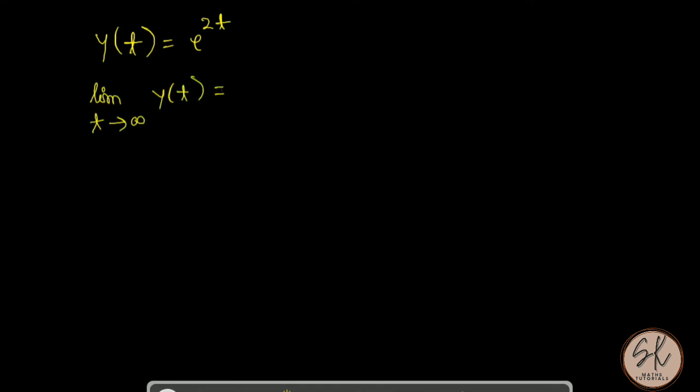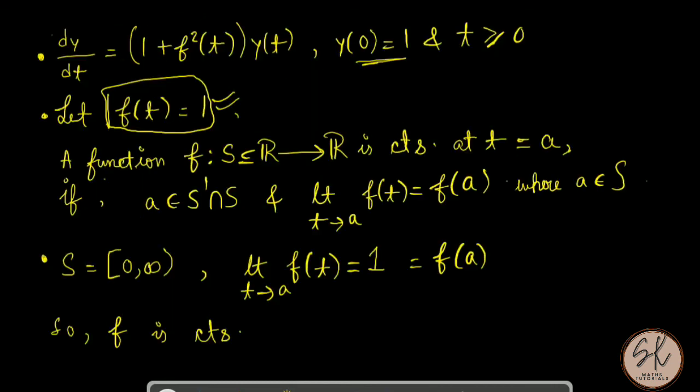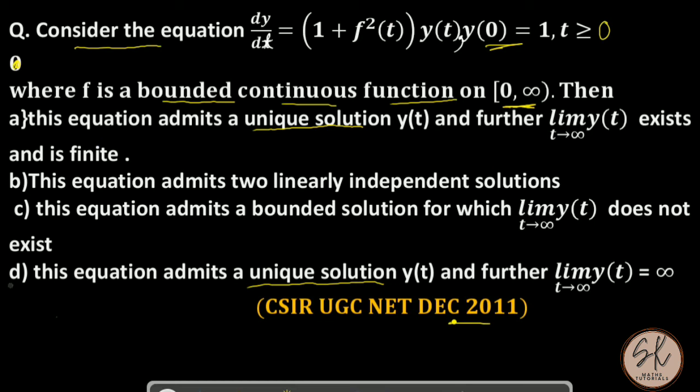Limit as t tends to infinity of y(t) is the limit as t tends to infinity of e^(2t), which is equal to e^infinity, which is infinity. So from this we got that the limit as t tends to infinity of y(t) is infinity. So from this, option D is the correct answer. And this is a part B question.